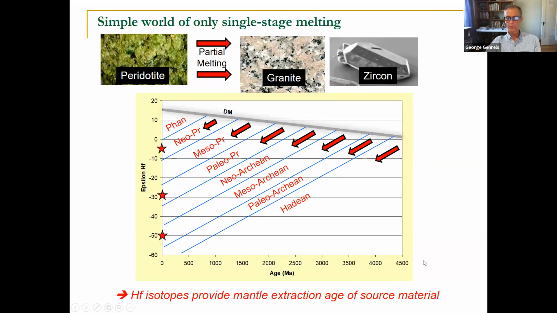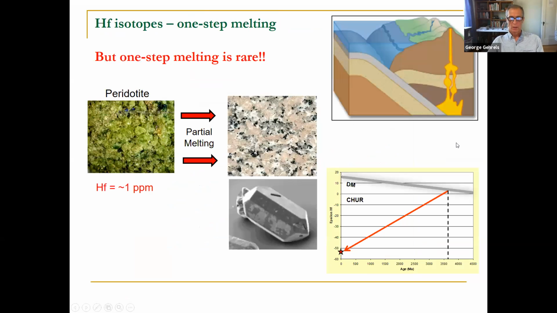Right? So a lot of labs do this, a lot of researchers do this. They interpret the projected evolution path back to DM and they say, oh, that's when that mantle melting event took place. Unfortunately, this just doesn't happen very often, right? If you know about igneous petrogenetic processes, you really don't get very much granite by partial melting of the mantle. It's usually a more complicated process, maybe a two-step or a multi-stage process.